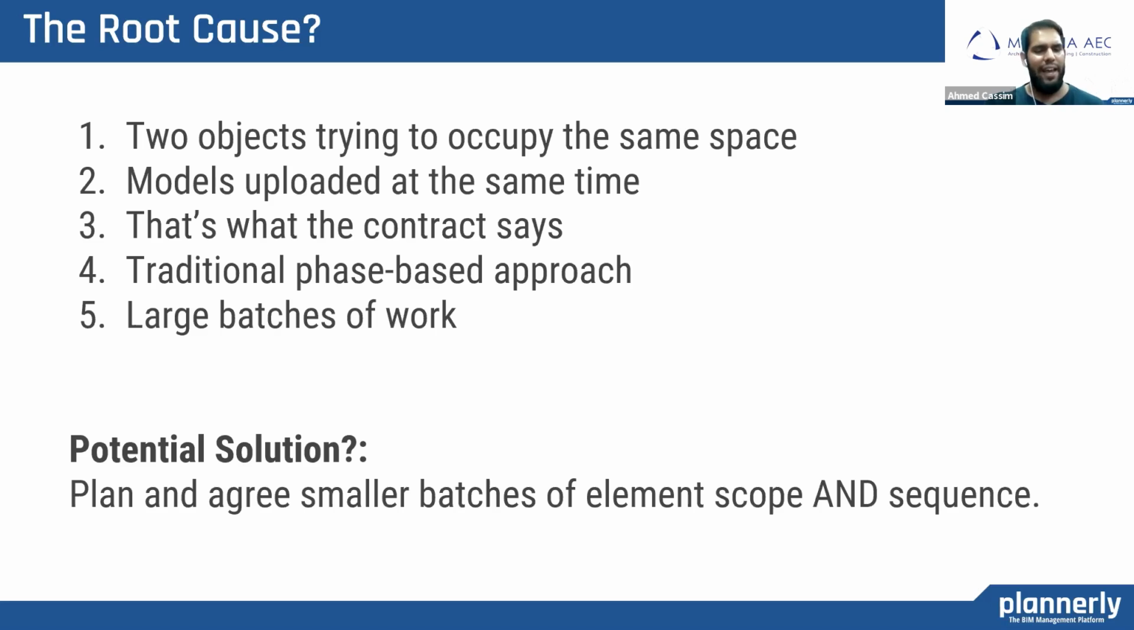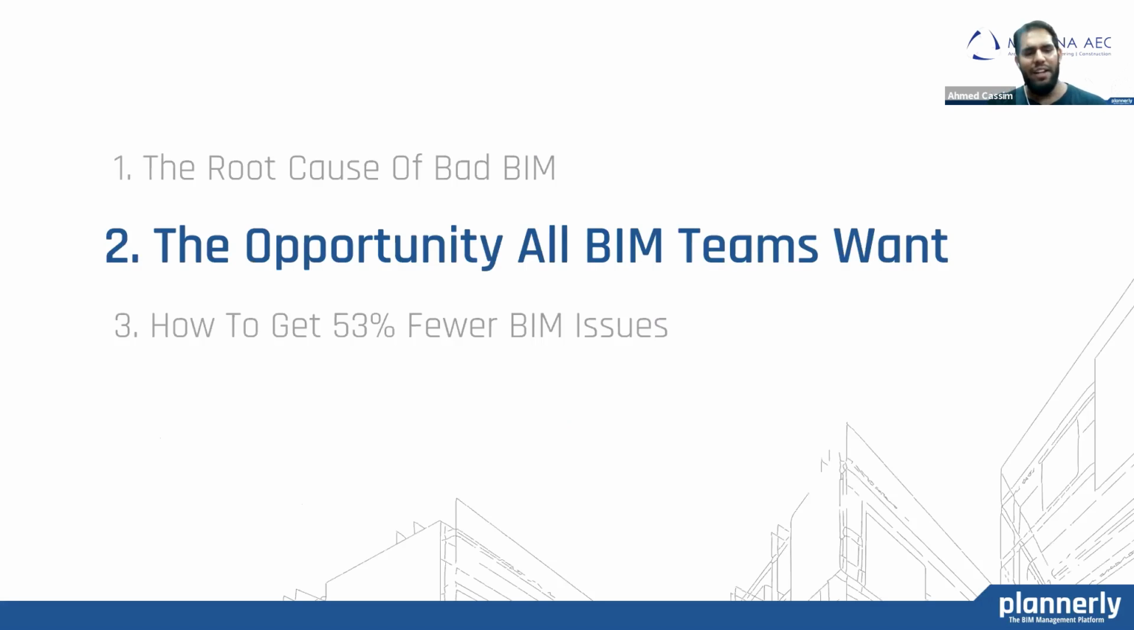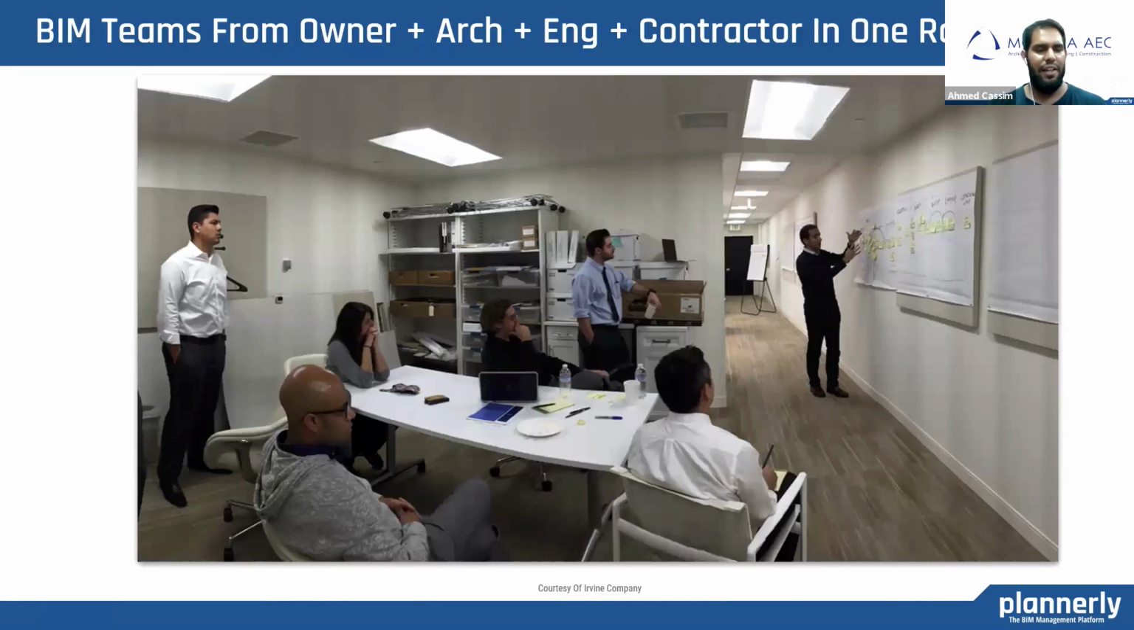So what could the solution be? How about we plan and agree on smaller batches of work, and we get people to agree on a specific scope, and also between teams to agree on a sequence that works by having a priority structure. Plannly was able to get the teams from the owner, that is the client, the architect, the engineer, the contractor, all in one room for some time, being able to understand the sequence of events, processes, best practices, etc., and cross-company understanding between all of them.